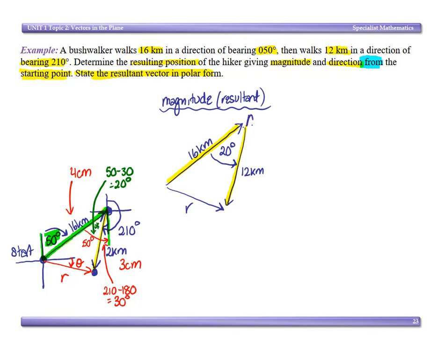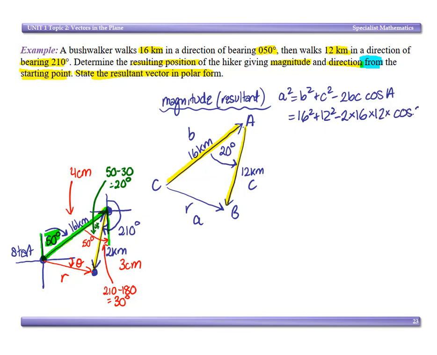Now, another thing that might help you is to label your triangle so it matches your cosine rule. So a squared equals b squared plus c squared minus 2bc cos of A. Plug in your information. 16 squared plus 12 squared minus 2 times 16 times 12 times cos of 20. Go to your calculator. You get approximately 39.16. So a is approximately the square root of that, which is approximately 6.26 kilometers.